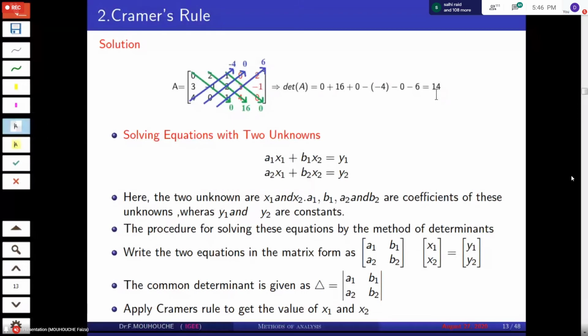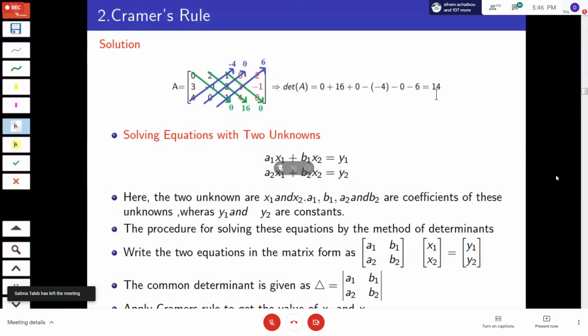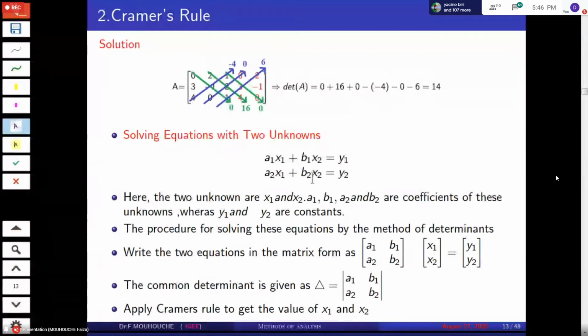Now, solving equations with 2 unknowns. Here we have 2 equations. x1 and x2 are the unknowns or variables, and I1, B1, A2, B2 are coefficients. Y1 and Y2 are constants.